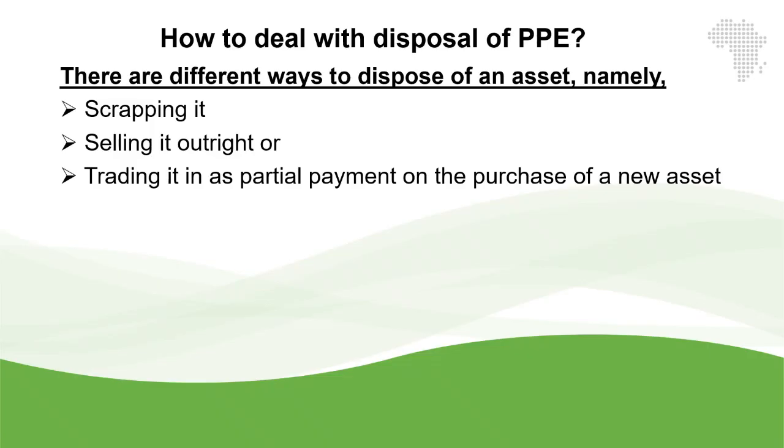So here we are just explaining that there are different ways of disposing of an asset. You can scrap it, you have no use of it anymore, so you just remove it from your books, or sell it outright. You can just sell that asset, or you can do what? A trade-in, as a partial payment of purchasing a new asset. So you give away the one that you have to get a better one.